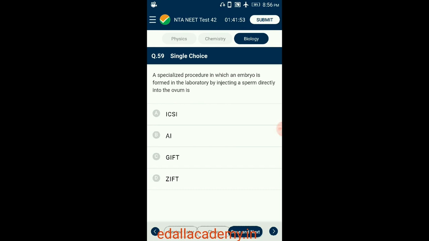Zygote intrafallopian tube transfer, in short form ZIFT, is a procedure in which a zygote or early embryo with up to 8 blastomeres is transferred to the fallopian tube. So the answer for this question is option A, ICSI. That means intracytoplasmic sperm injection.